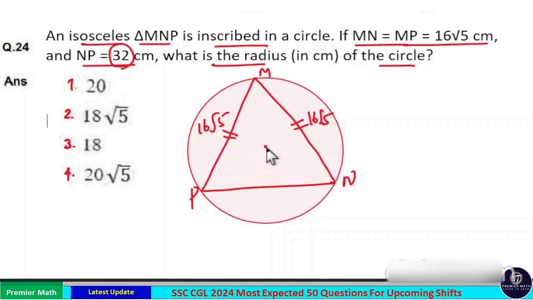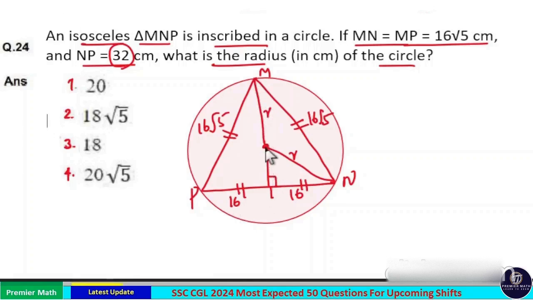Now from the center of the circle to the chord, if you draw a perpendicular, then this perpendicular divides this chord equally. That is, if NP is equal to 32, then this length is equal to half of 32, 16. This is also 16. Then you see this is the center. From the center to this point, this is radius R. Also, if you draw center to M, this is also radius R.